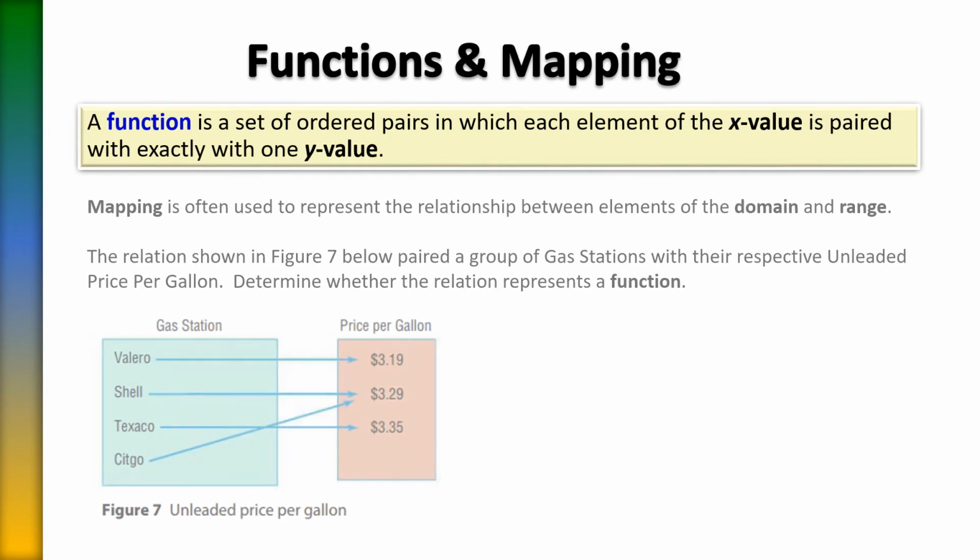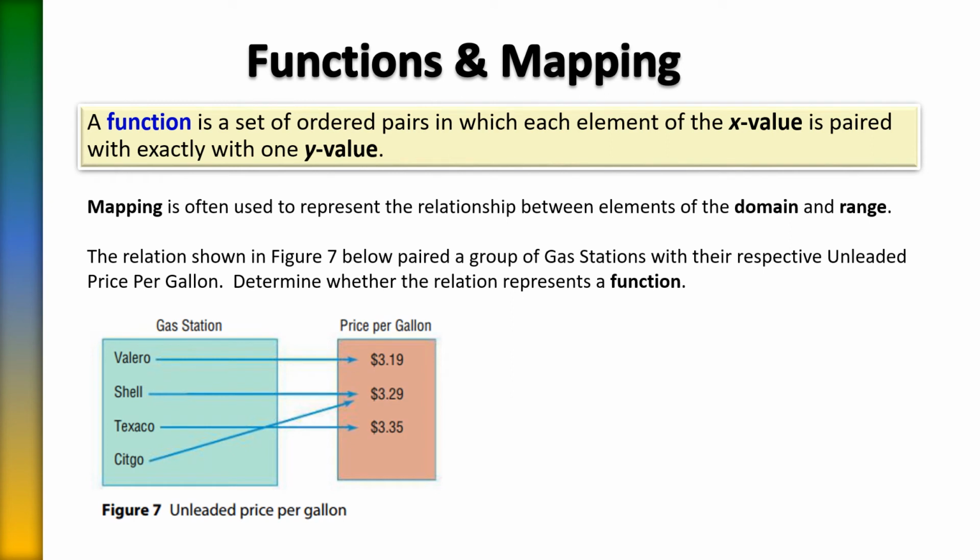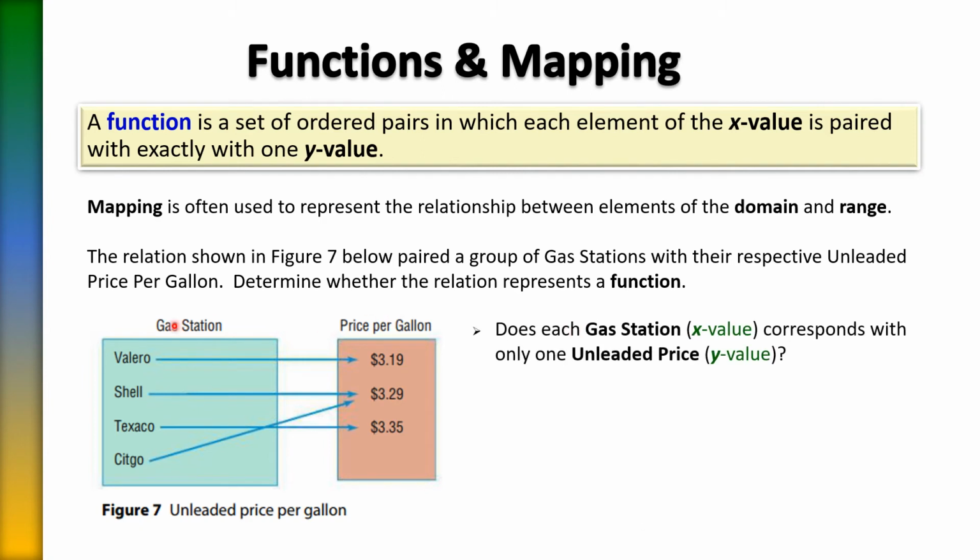Let's do an example. Here we have a mapping, and it's called a mapping. Mapping is used to represent the relationship between elements of the domain with the range. So here is our mapping, and what we want to know is, our x values here represent our domain, or our gas stations, and the price per gallon represents our range, or our y values.